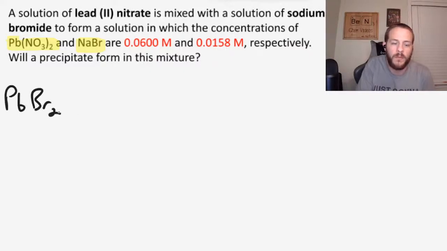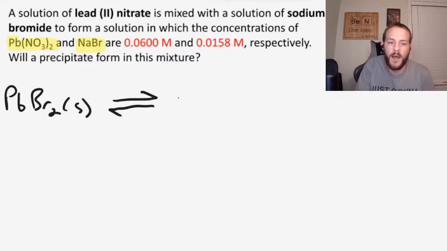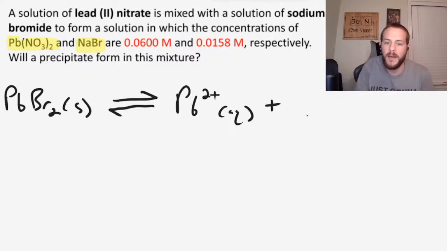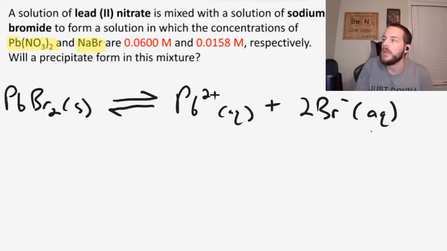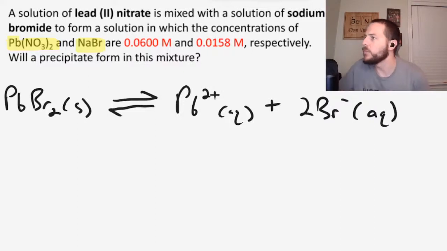So, okay, we have this lead(II) bromide. I'm just going to write it in over here. Like I said, I always like to write the equation associated with the problem that I'm working on. So we have PbBr2, and of course, that's a solid, and that's going to react reversibly to form the lead(II) ion, so that's Pb2+, that's aqueous, and the bromide ions, so that would be 2 Br-, and that's also aqueous, right?